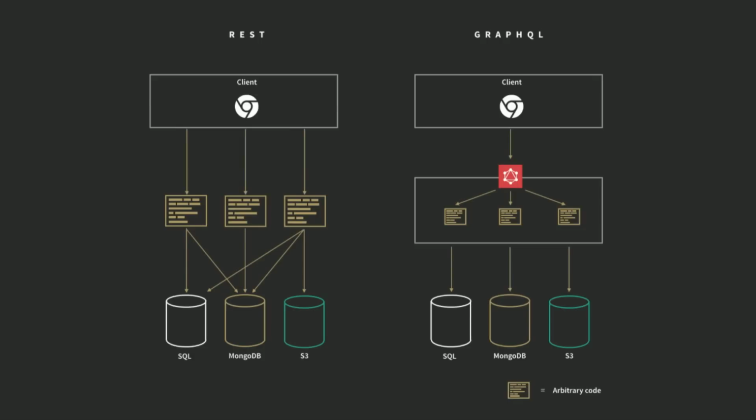Now contrast that with GraphQL on the right side, where you really have one endpoint, and all clients talk to that one endpoint, and they send a single query, and then the GraphQL server figures out which backends to talk to get the data.